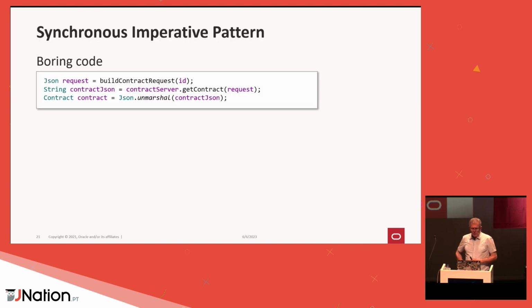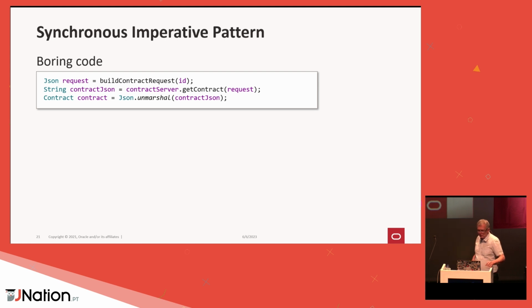Suppose you have this kind of code, a synchronous, imperative pattern. Some people call it boring code. I call it easy-to-understand code. Okay, so the first line is just the marshalling of a JSON object, the preparation of your request. The second one is your request itself. You're calling a web server, a REST server, whatever, something on the network. And then you get a result as a JSON object, and you recreate your model object with this.